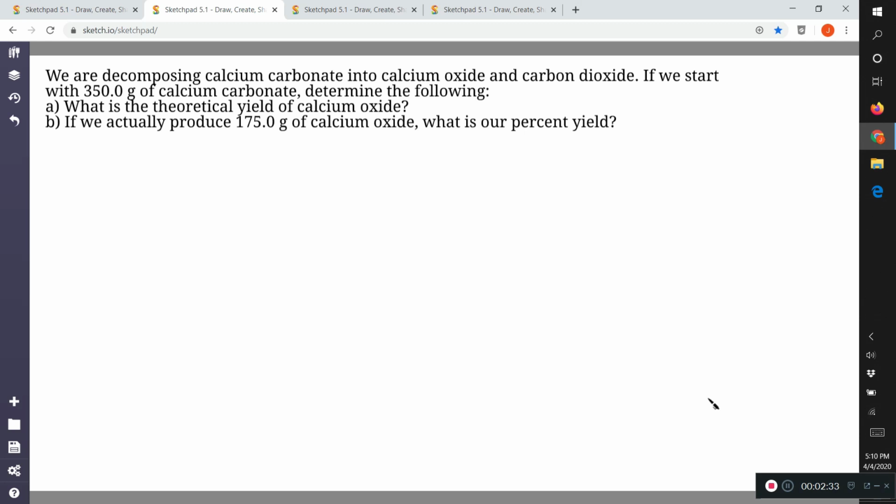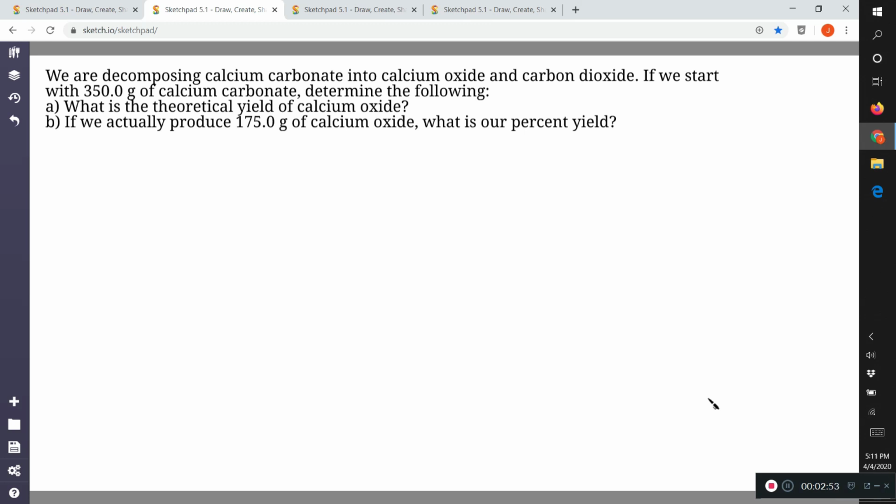So we're going to start with 350.0 grams of calcium carbonate, and we're going to determine the following. Part A, what is the theoretical yield of calcium oxide? How much calcium oxide are we planning on making? And then number two, if we actually produce 175.0 grams of calcium oxide, what is our percent yield?